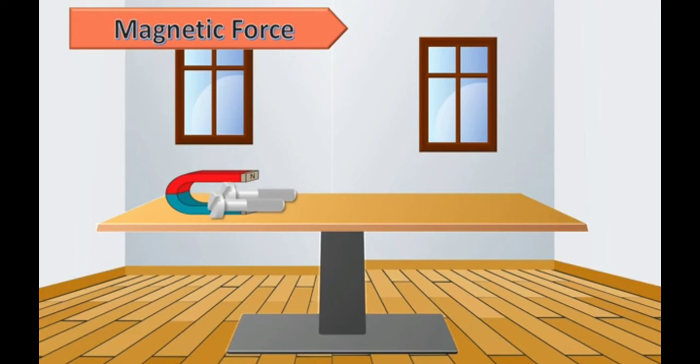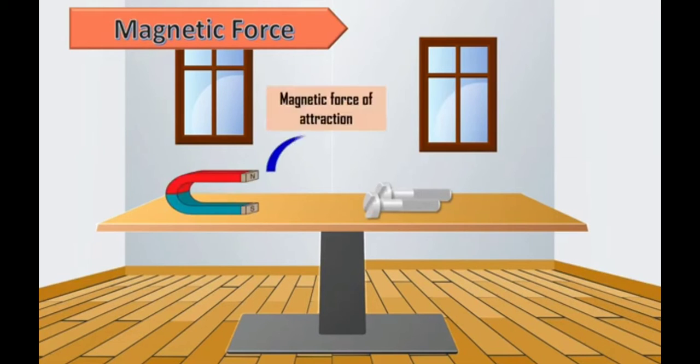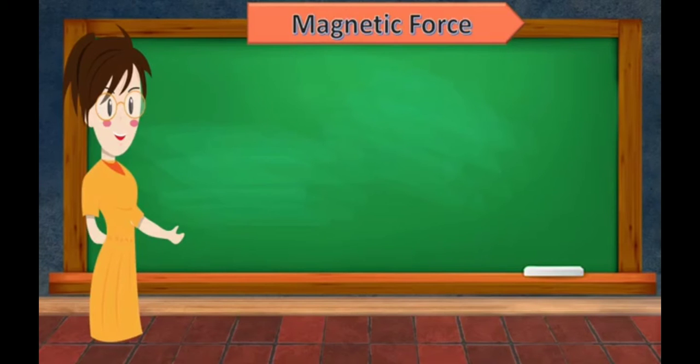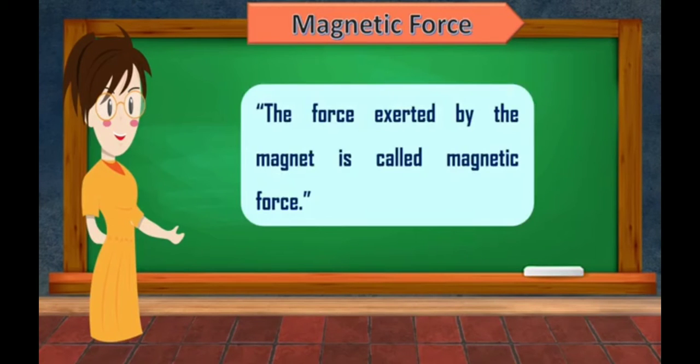Horseshoe magnet. So as soon as you bring the magnet close to the nails, the nails get stuck to the magnet. What is the reason? Because the nails are made up of iron. Got it? So when you bring the magnet, the magnetic force of attraction tries to attract the nails towards itself, and so the nails get attracted to the magnet. What is magnetic force now? The force exerted by the magnet is called magnetic force.